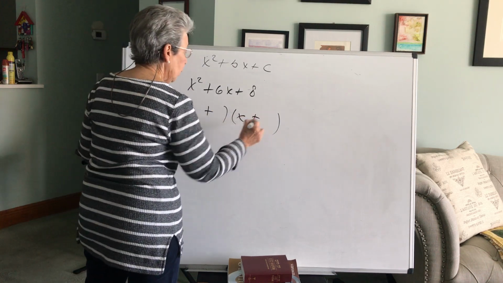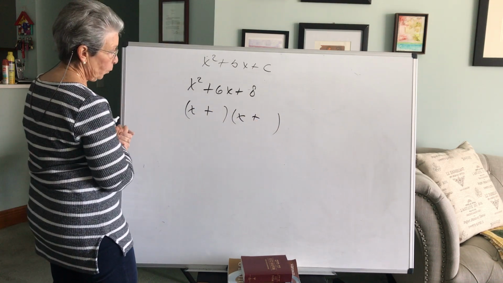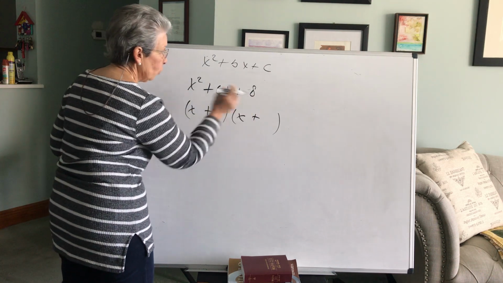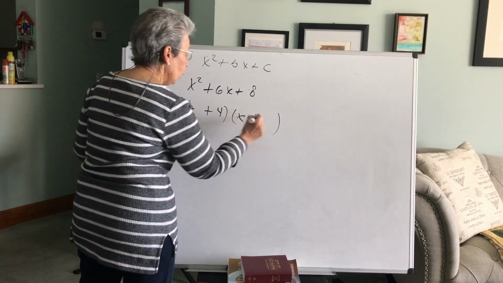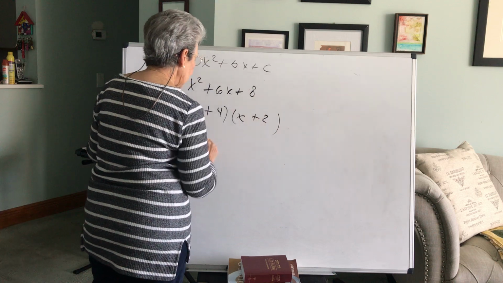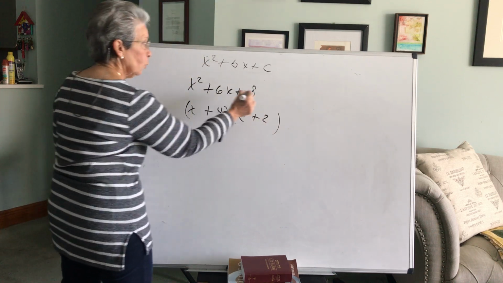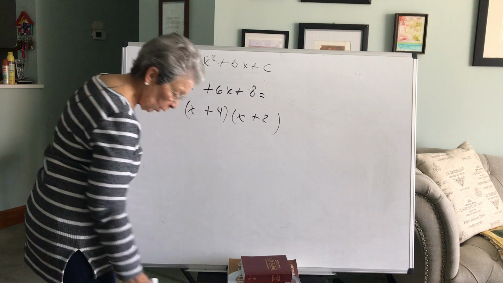All of them are positive. And two factors that when you multiply them is 8 and when you combine them is 6. That is 4 and 2 because 4 times 2 is 8 and 4 plus 2 is 6. So these are the factors. Well done.